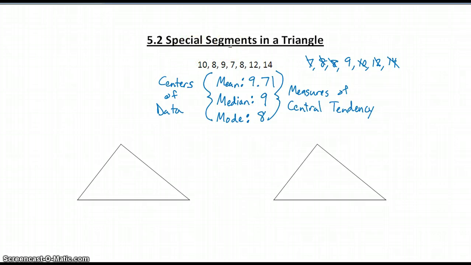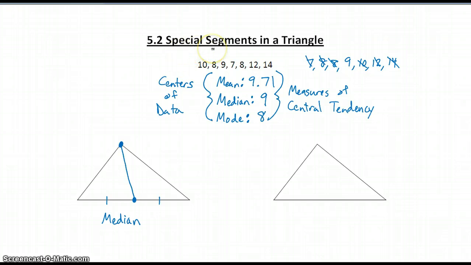The special segments in a triangle try to find the middle of these triangles, and much like the centers of data, there's more than one way to find the center of the triangle, to find the middle of the triangle. The first special segment starts with the midpoint of one of the sides and connects the vertex of the angle to the midpoint of the side opposite that vertex. So the first special segment that finds the middle of the triangle is called the median. To help you remember this, think median, middle, midpoint. Just like the median is the middle number, the median connects from the vertex to the middle, the midpoint of the side opposite.